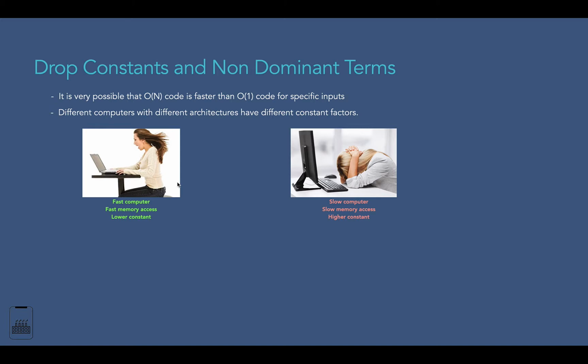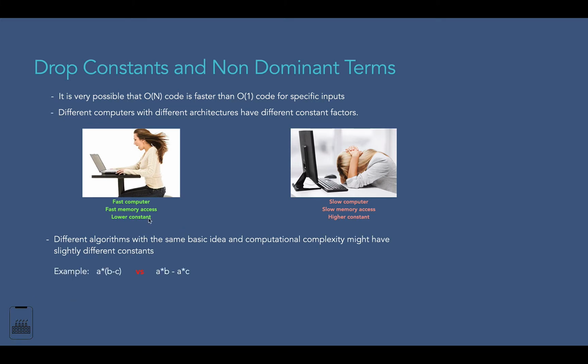Also, slightly different algorithms with the same basic idea and computational complexity might have slightly different constants. For example, if we have two expressions like this and we write them inside a loop, it's possible that if multiplication is slower than subtraction in a computer, this first expression will be faster than the second one, because in the second one we are doing 2 multiplications, and in the first one we are doing only 1 multiplication. First we are doing subtraction, then we are doing multiplication. In the computer the multiplication is slower, that's why it will perform better. So for this reason we need to ignore non-dominant terms and constants.